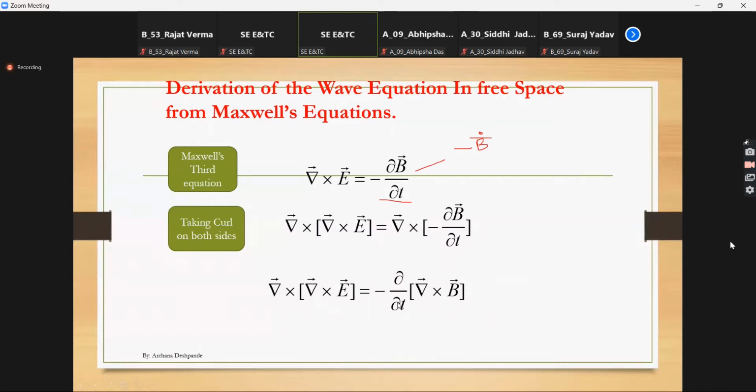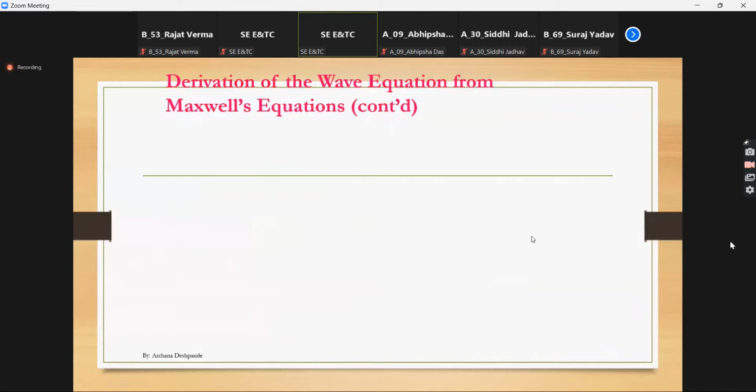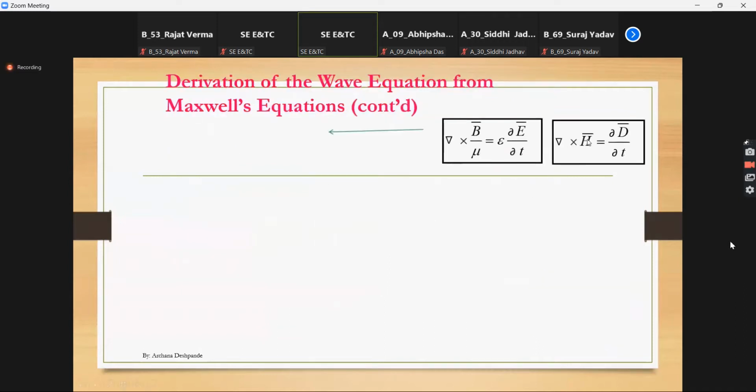So let us see. Now we are going to concentrate only on curl of B. Let us get some expression for curl of B. Let's write down the expression for curl of B, and then we will come back to this particular equation. So what is curl of B? As you can see here, we start from curl of H.